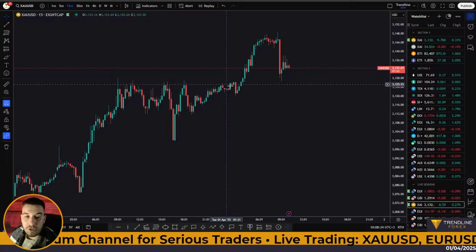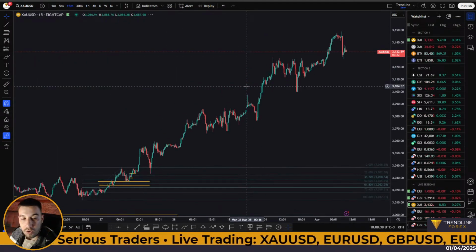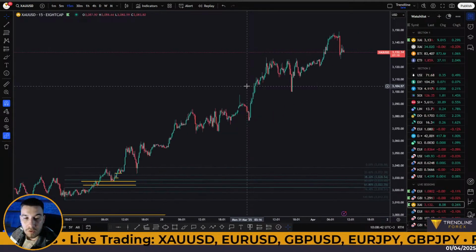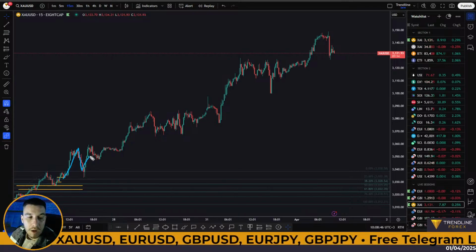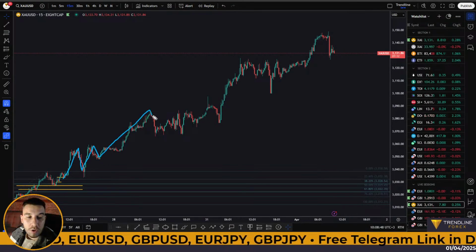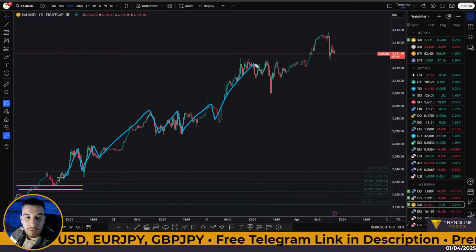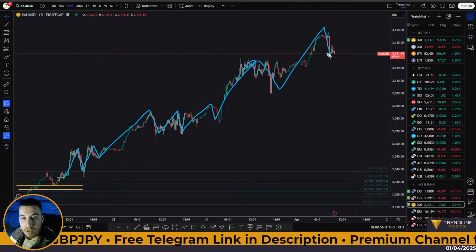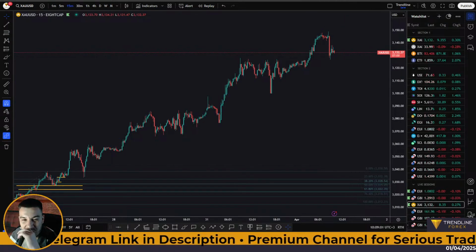Because we pretty much came back to test this previous structure, and you know, this is what gold has been doing in the past months, right? So we see the continuation to the upside, pullback, another continuation, a little bit of a pullback. Again, just a little bit of a pullback, and then we've got the continuation. So look at the current price action. It looks like this is what we're doing right now. Okay, so you have to keep in mind.